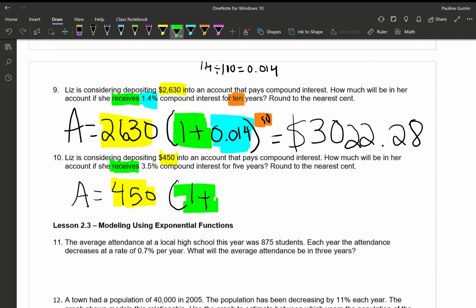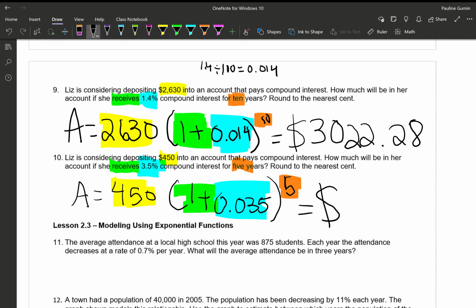Receiving 3.5% as a decimal. I'm going to do the same thing as I did for the previous one. I'll do 3.5 divided by 100. I get 0.035 to the power of 5 because 5 years. Plug this into your calculator.